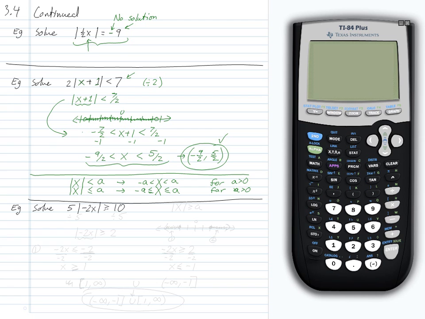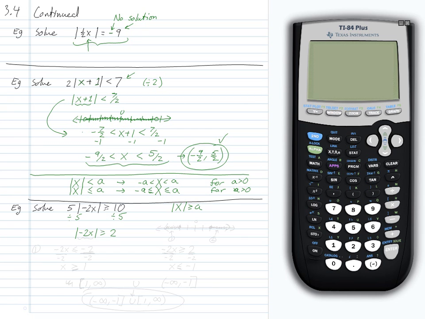Here we see a slight adaptation of the absolute value inequality. We still like to get it into the form absolute value of something greater than or equal to some number. So if I divide both sides of this by 5, I will get my absolute value isolated. So the absolute value of negative 2x is greater than or equal to 2.